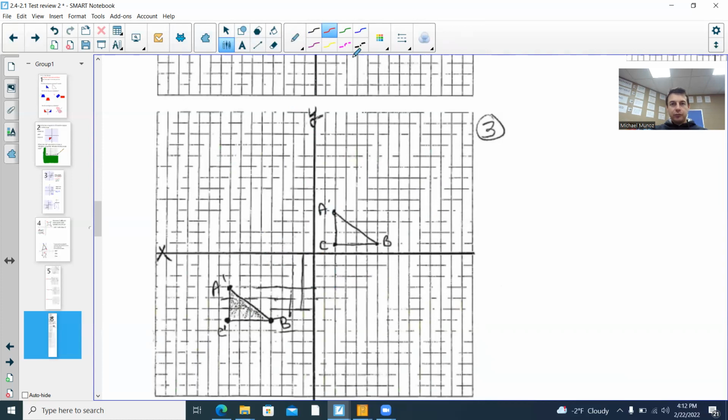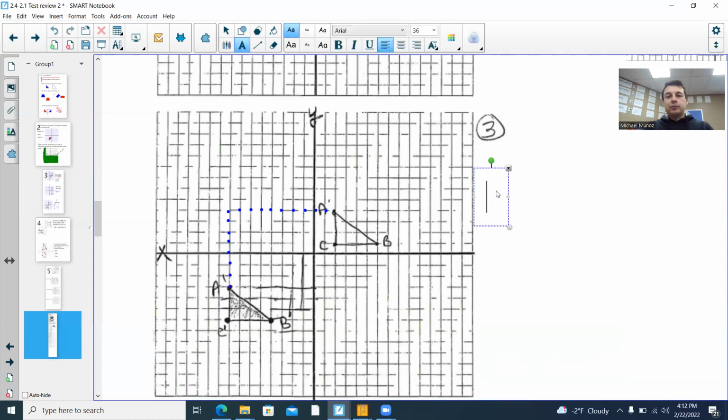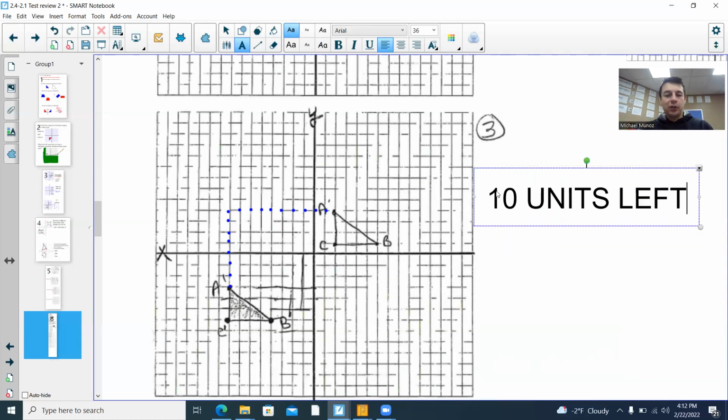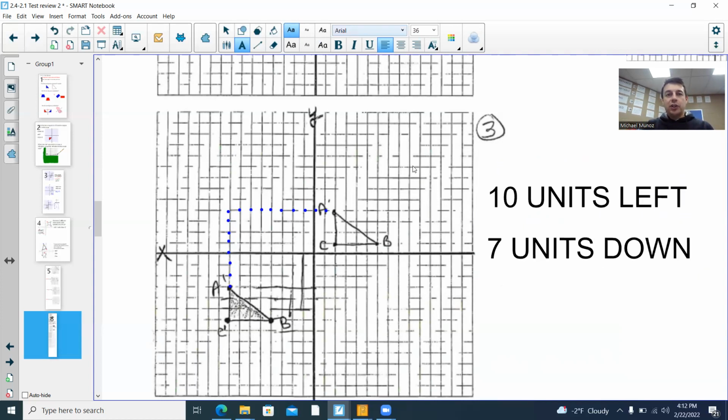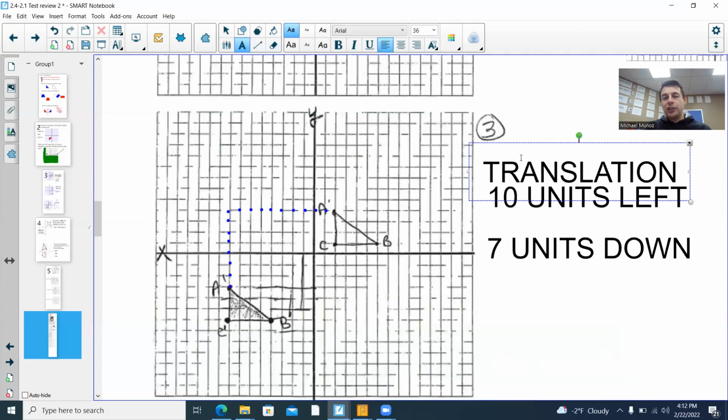So you just have to find one dot and line it up to the other one. So I'm going to do A. I start off at my A. I'm going to go from the white one to the dark one, and I just count how many it goes over. So 1, 2, 3, 4, 5, 6, 7, 8, 9, 10. So 10 to the left, and 1, 2, 3, 4, 5, 6, 7. So it goes 10 units left and 7 units down. And I have to make sure that I know that it's a translation. So remember, translation is the one that slides.